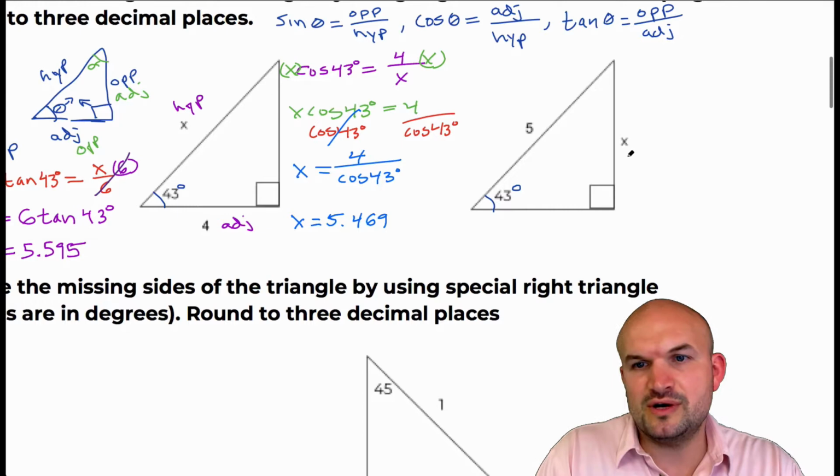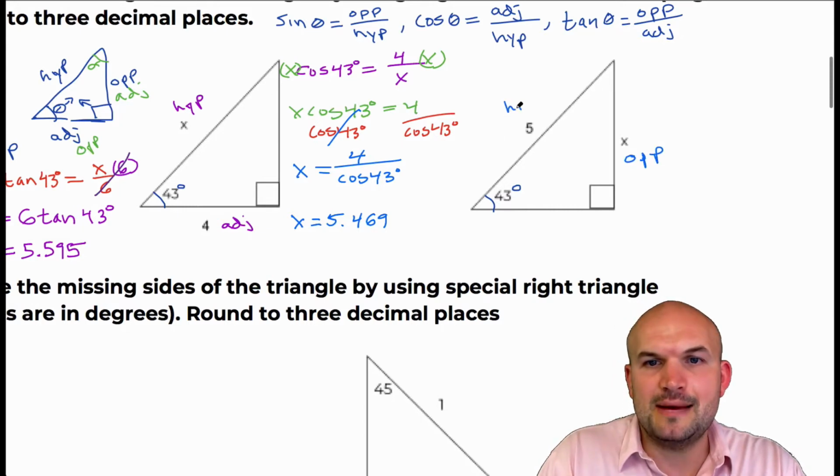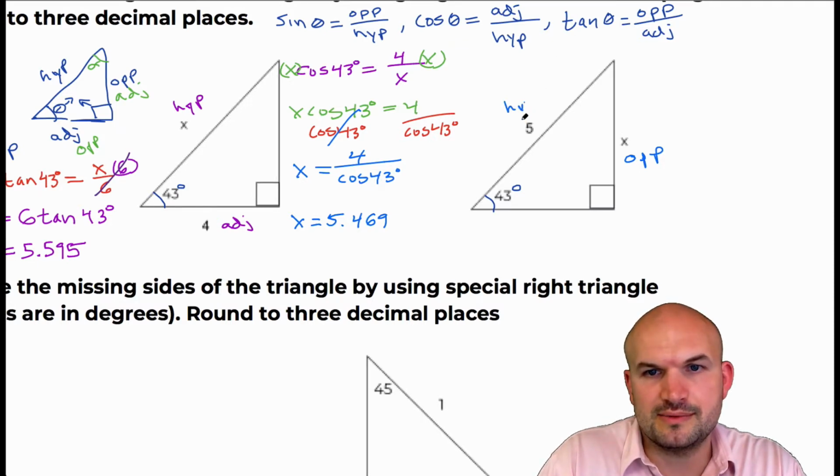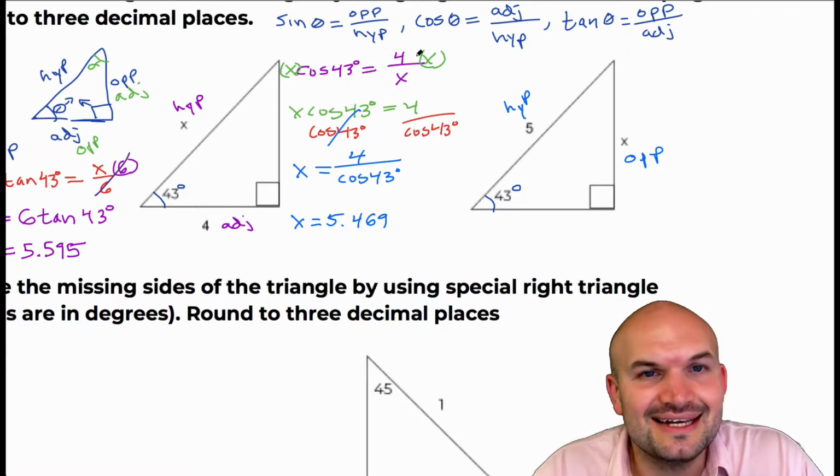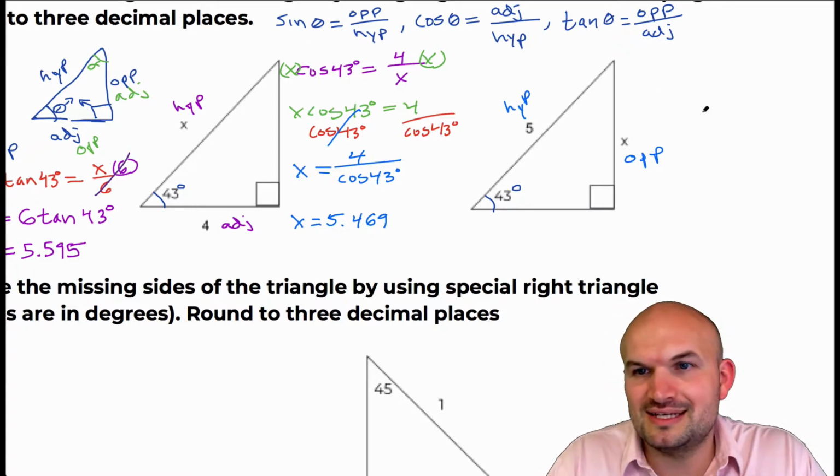Okay. All right, let's move on to the last one here. You can see this one where here's the angle. So we're dealing with the opposite side and the hypotenuse. So the hypotenuse here is going to be your sine.